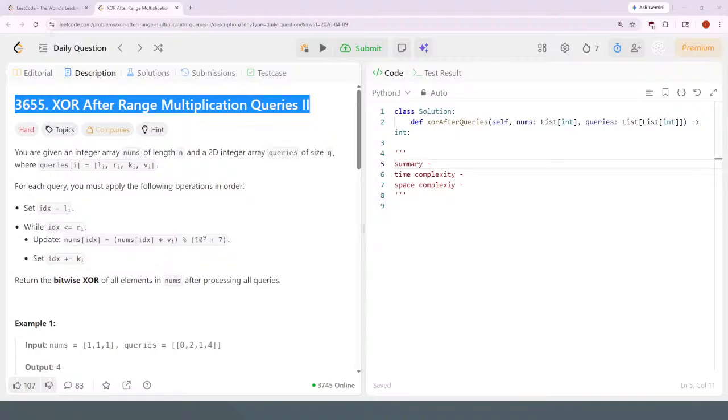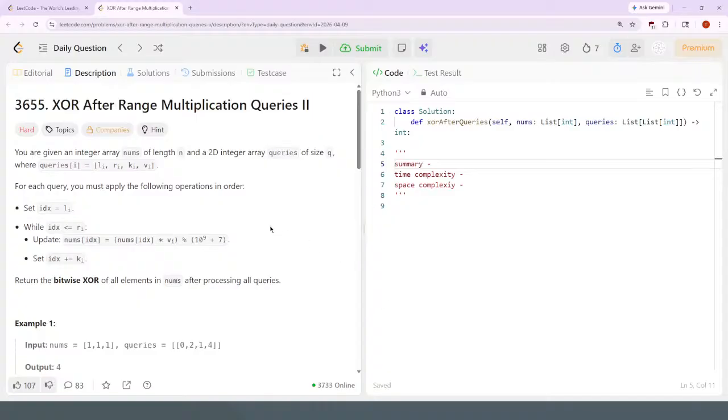Alrighty, time for some nighttime coding. Alright, XOR, exclusive OR after range multiplication queries part 2. Part 1 I think was yesterday.